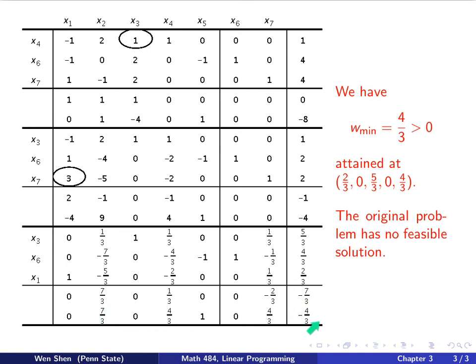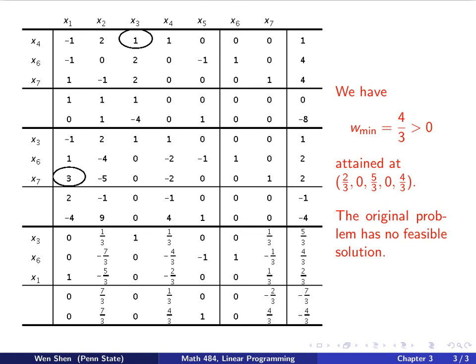Then let's check the minimum value. It should be the negative of this one. So, wow, surprise, we have something that's not 0. We now can conclude that the minimum of this W is the negative of this, so it's 4/3, and it's strictly bigger than 0. And this is attained at the corresponding basic solution, which is x3 is 5/3, x6 is 4/3, x1 is 2/3, which is listed here.